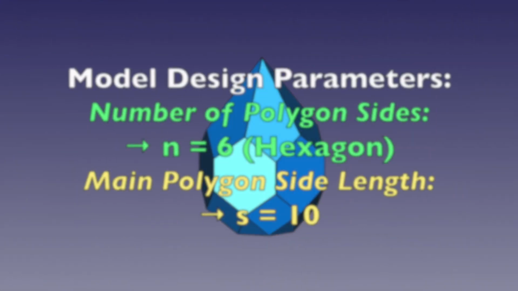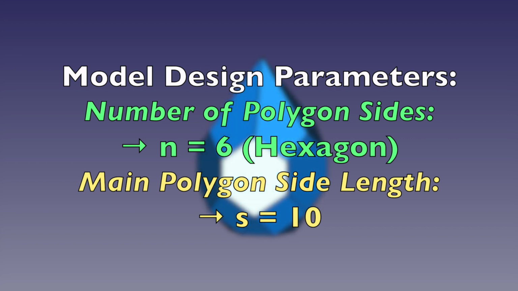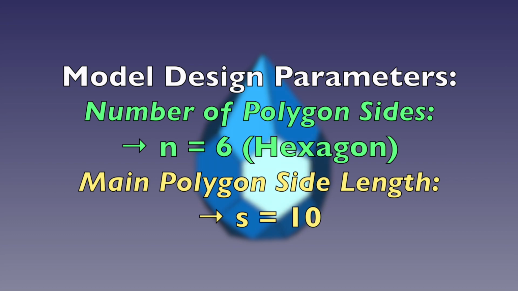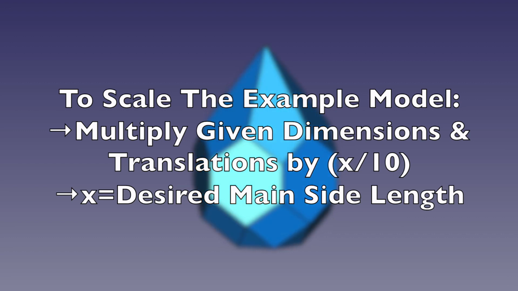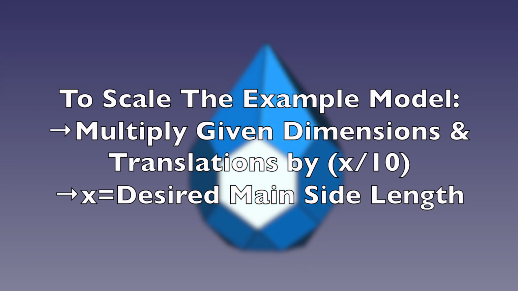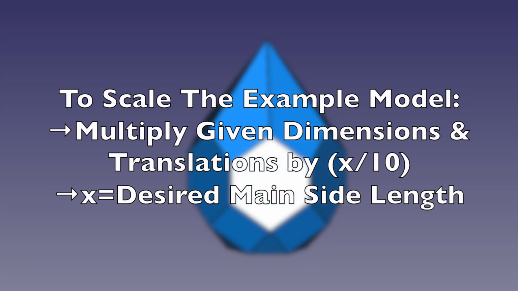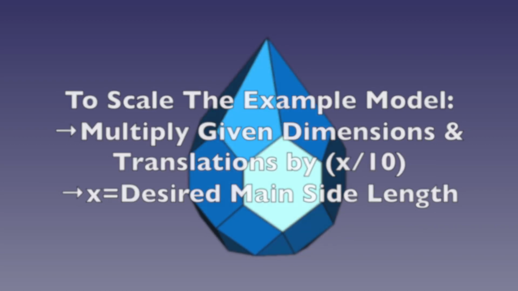For our example, I will be using an N value of 6, meaning that our example polygons will be hexagons, and we will be using an S value of 10. So if you want to scale the size of the example model, you can simply multiply the dimensions and translations of the various faces by a factor of X divided by 10, where X is your desired main hexagon side length.